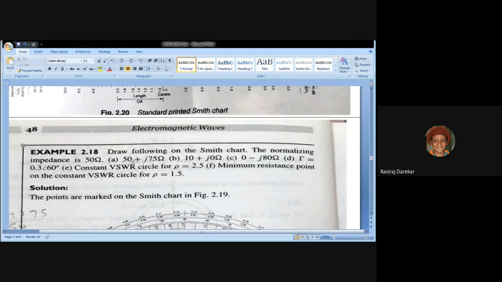What will happen there? 50 plus J75 ohm divided by 50 will be the normalized value. Now I think you can answer, 50 plus J75 divided by 50, what will be the value? Anybody? What is the value? Definitely you have to divide both the real as well as the imaginary part.